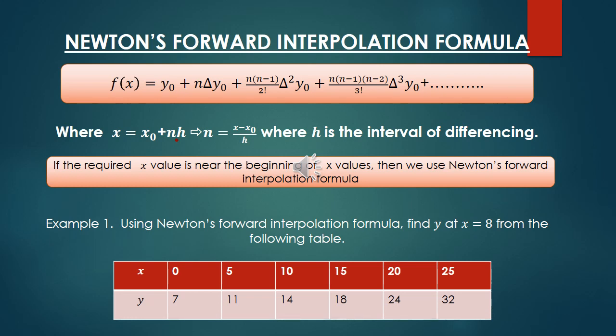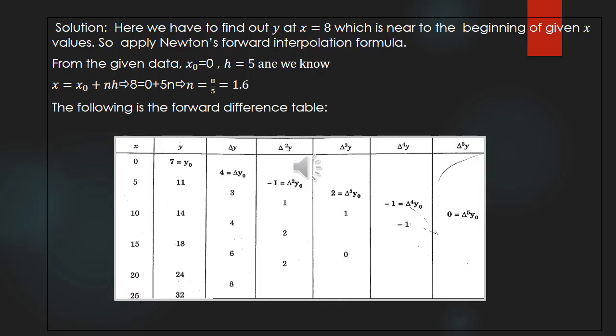Here the x values are 0, 5, 10, 15, 20, 25, and the corresponding y values are 7, 11, 14, 18, 24, 32. I repeat, we want to find the value of y at x equal to 8. The value x equal to 8 is very near to the beginning of the x values, so we are applying Newton's forward interpolation formula.